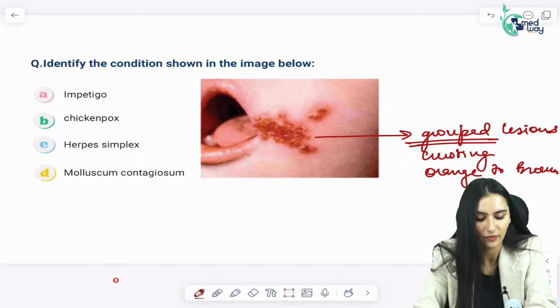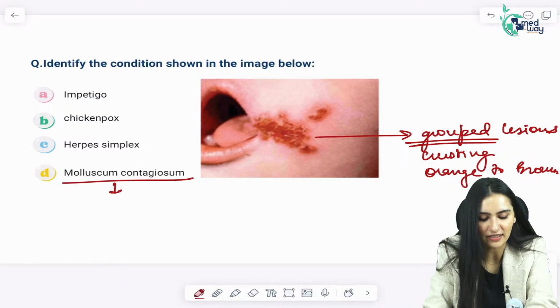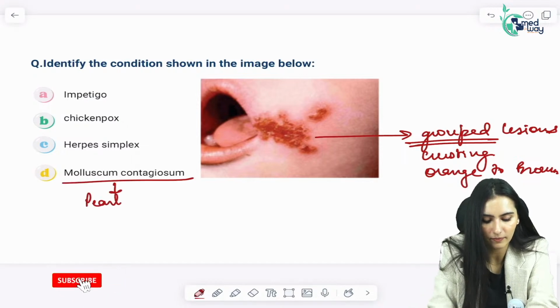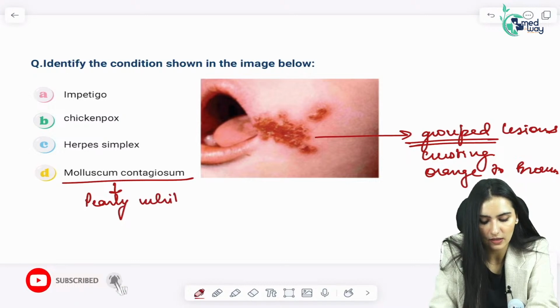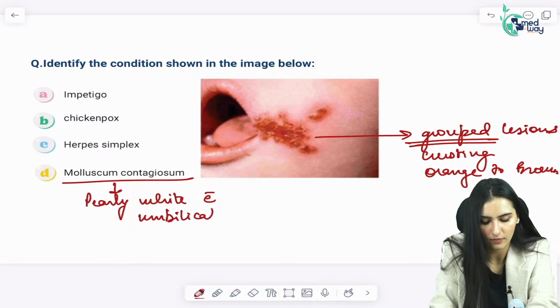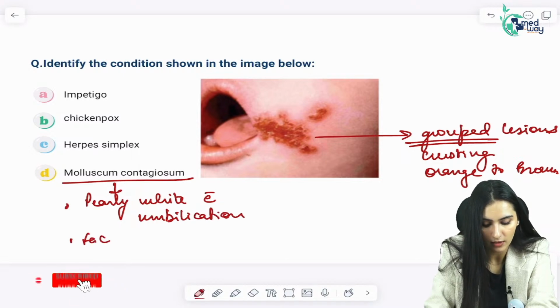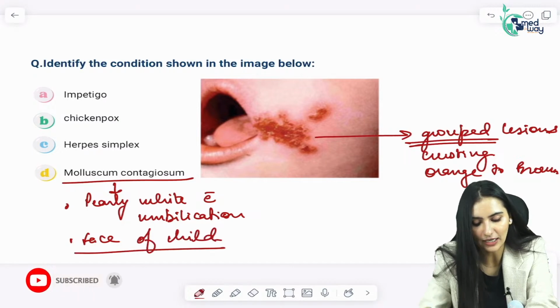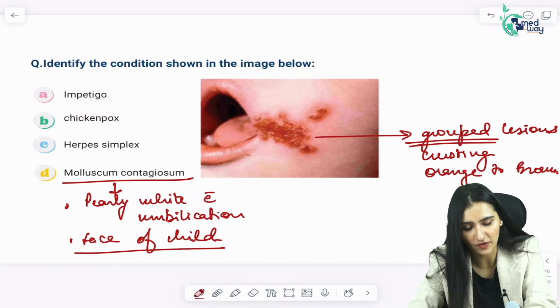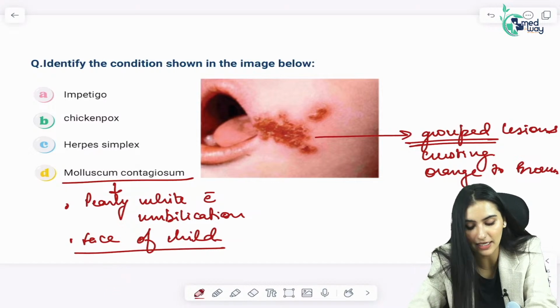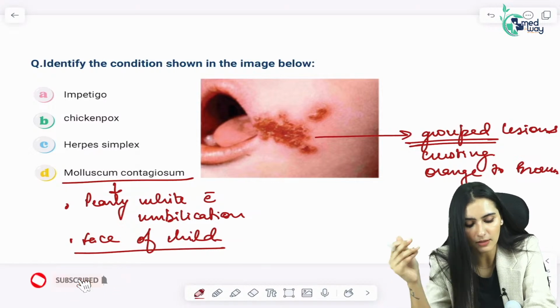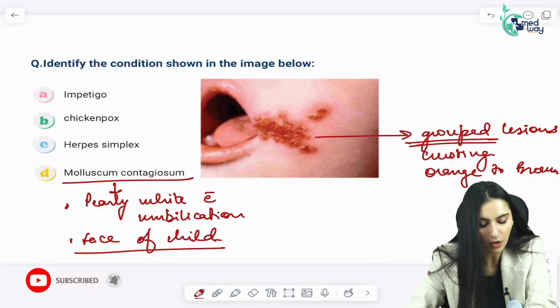Rule out. Molluscum contagiosum are white lesions. They are pearly, white, with umbilication. They can happen on face, that is true. Of child, that is also true. This is a child's picture and they have given lesions on the face. That is possible, but the pearly white with umbilication is not present over here. So molluscum contagiosum out. Alright.